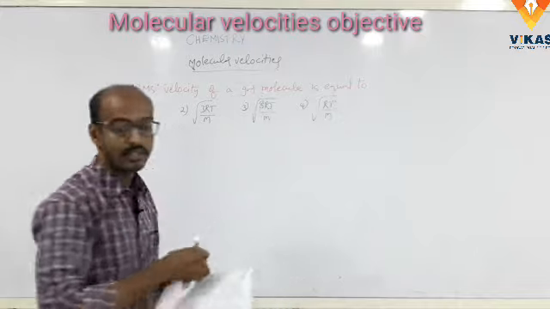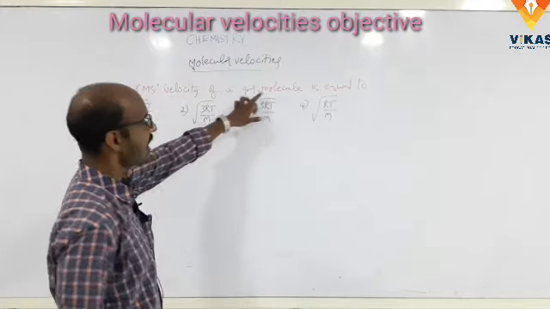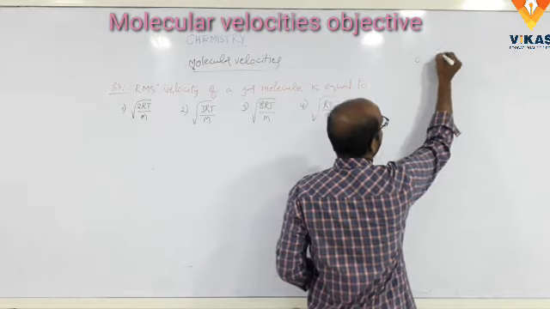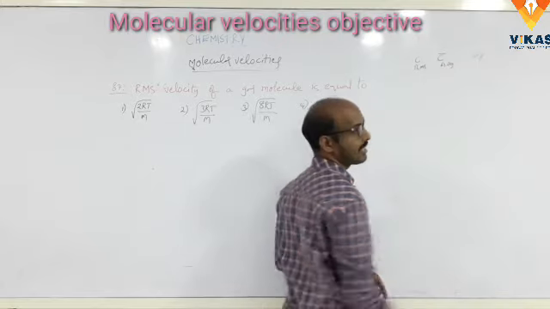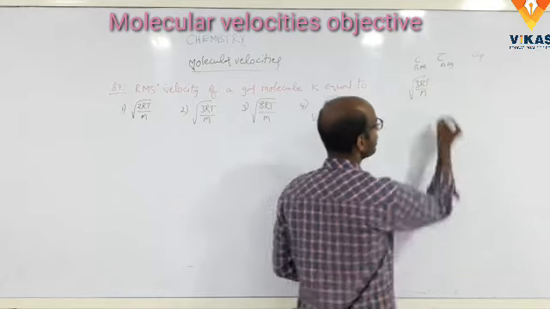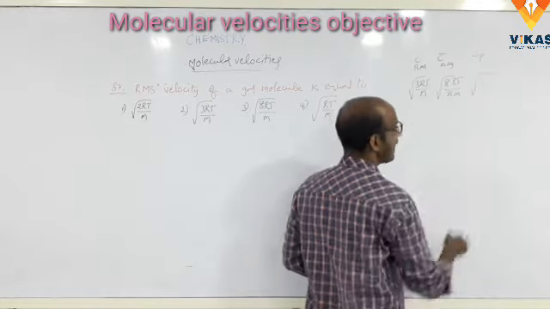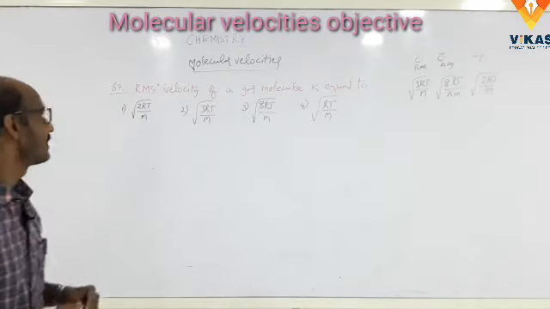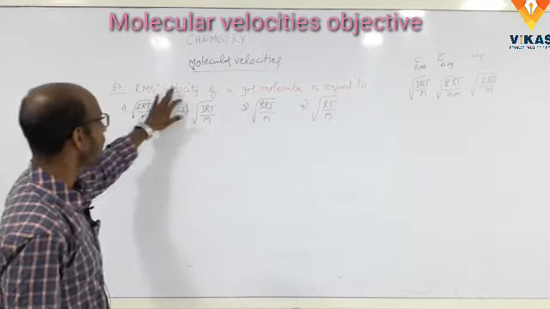So we are given four options. Which one is correct? We will find out. We already know the RMS velocity, average velocity and most probable velocity. RMS velocity is the square root of 3RT by m, average velocity is the square root of 8RT by pi m, and most probable velocity is the square root of 2RT by m. So we know the three values of the molecular velocity. What is the question? RMS velocity of a gas molecule is equal to.